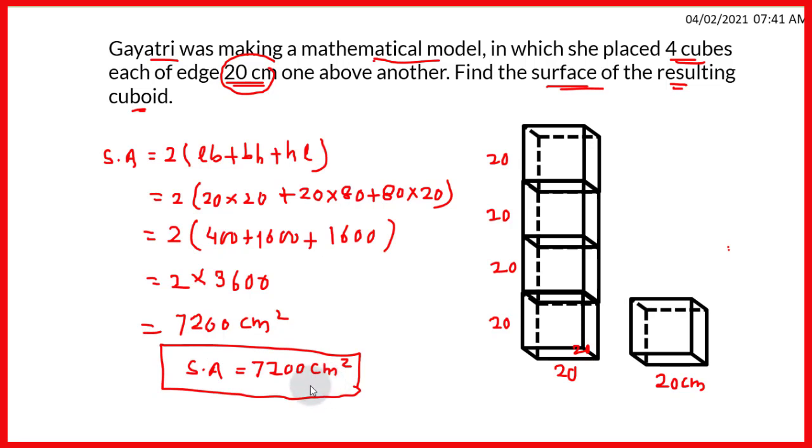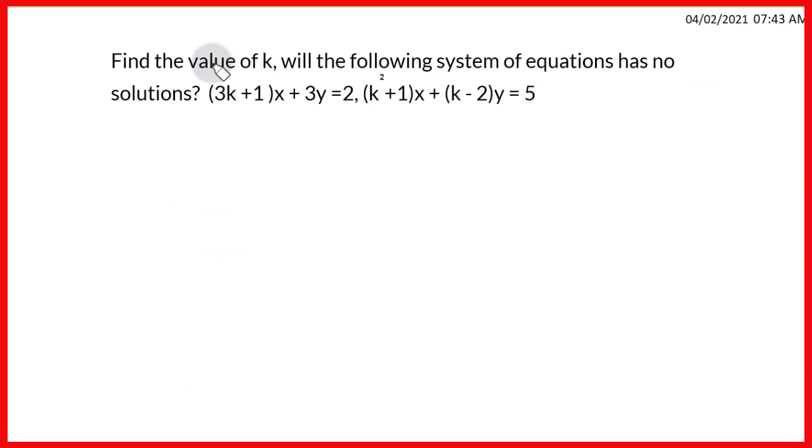Now move to the next question. So friends, here is a question. Find the value of k for which the following system of equations has no solutions: (3k + 1) into x plus 3y is equal to 2, and (k square + 1) into x plus (k - 2) into y is equal to 5. We have to find the value of k for which this equation will have no solution.